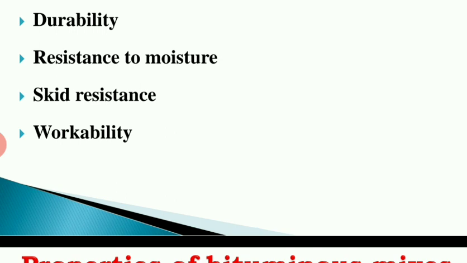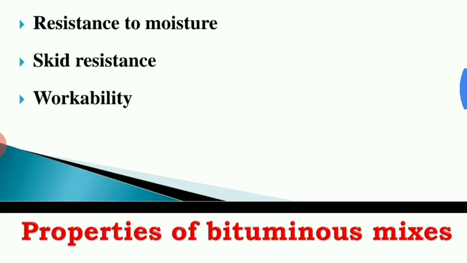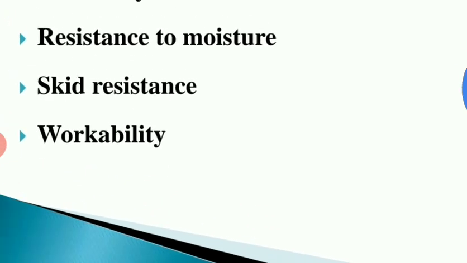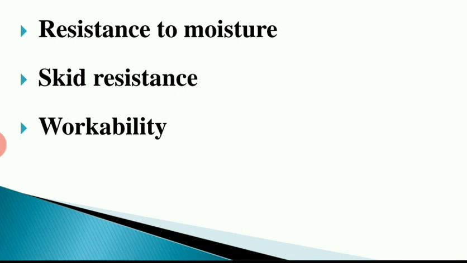And coming to the next, that is resistance to moisture. Here moisture may also induce certain damages in the pavement layers, because the moisture might react with the binding material. In some cases, if the binding material, that is the bituminous mix, does not have a good property, then when it reacts with the moisture content, it is going to lose its property and it causes certain damages to the pavement layers.